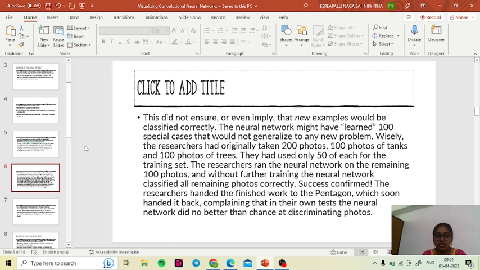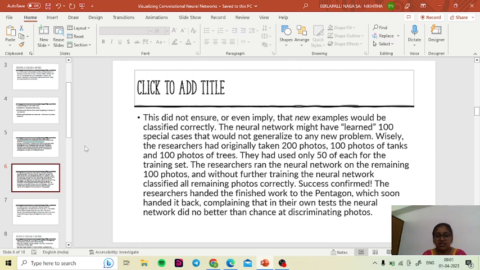Wisely, the researchers had originally taken 200 photos, 100 photos of tanks and 100 photos of trees. They used only 50 of each for the training set. The researchers ran the neural network on the remaining 100 photos, and without any further training, the neural network classified all the remaining photos correctly. The success had been confirmed.